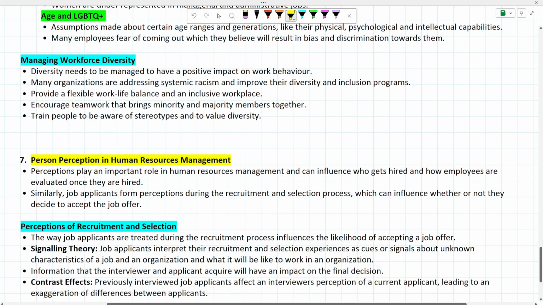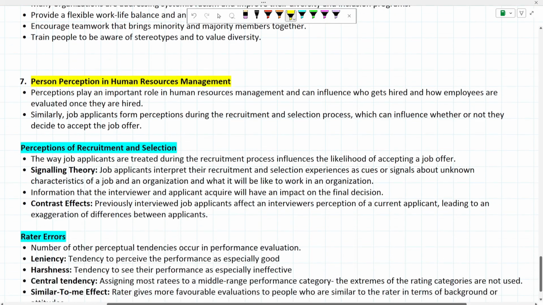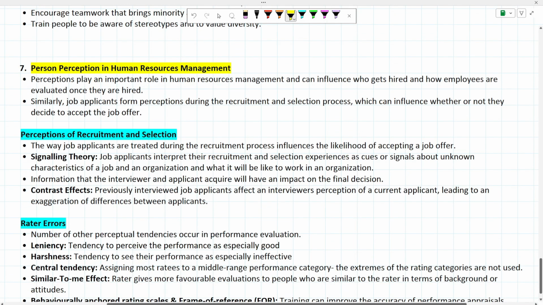So managing workforce diversity. Diversity needs to be managed to have a positive impact on work behavior. Organizations are addressing systematic racism and improving their diversity and inclusion programs, providing a flexible work-life balance and an inclusive workplace, encouraging teamwork that brings minority and majority members together, and training people to be aware of stereotypes and to value diversity. 7. Person perception and human resources management.